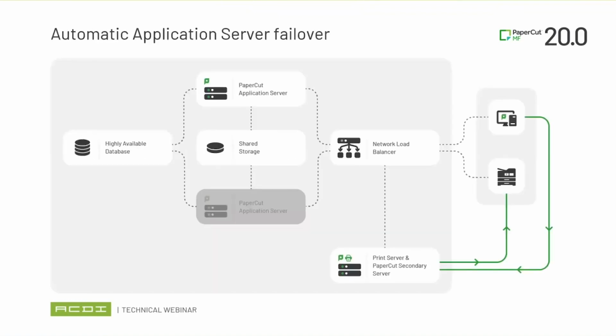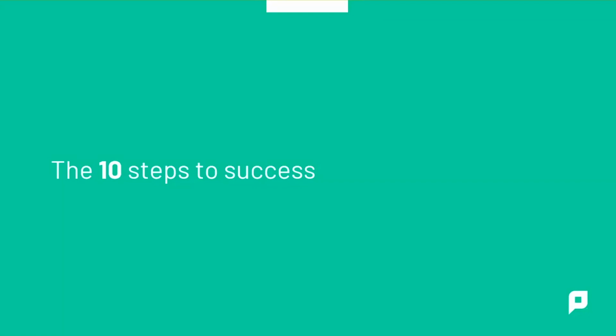From a schematic point of view, it looks like this. The database needs to be configured for high availability, with the application servers sharing a common storage area. This then goes to a network load balancer, where the print servers are set up to handle the print queues. There's really 10 steps to success for making this happen.